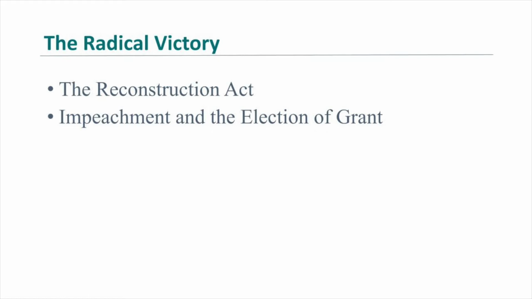And in March 1867, Congress passed the Reconstruction Act, which temporarily divided the South into 5 military districts and called for the establishment of new state governments in which black men could vote. This inaugurated the period of radical Reconstruction, lasting till 1877.